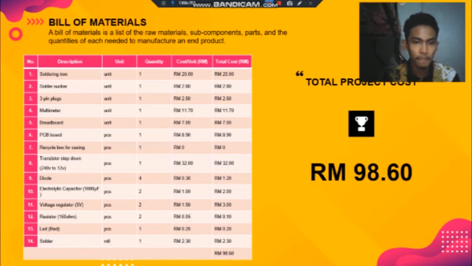Transistor step down is 32 ringgit. 4 diodes at 3 ringgit each, the total is 1 ringgit and 20 cent. Electrolytic capacitors, 2 at 1 ringgit each, and the total is 2 ringgit. 2 voltage regulators at 1 ringgit and 50 cent each, and the total is 3 ringgit. 2 resistors at 5 cent each, total is 10 cent. 1 red LED costs 20 cent, and 1 solder costs 2 ringgit and 30 cent. So the total for our project costs 98 ringgit and 60 cent.